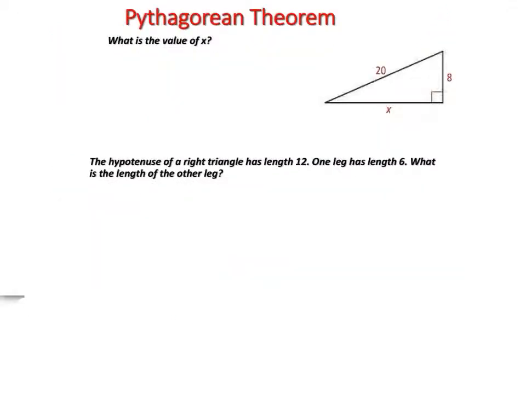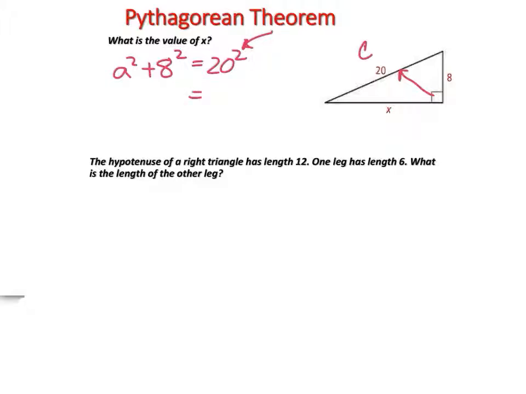In this problem, we're finding the length of x. So the first thing that we want to do is identify the hypotenuse. And the hypotenuse here is 20, so that's c. So when we set up this problem, we're going to have a squared plus 8 squared equals 20 squared. So the key is to make sure that the hypotenuse is at the end. That's the main idea of the lesson.